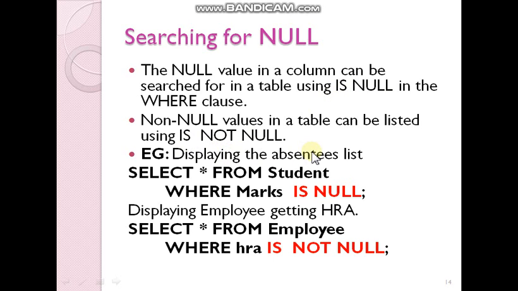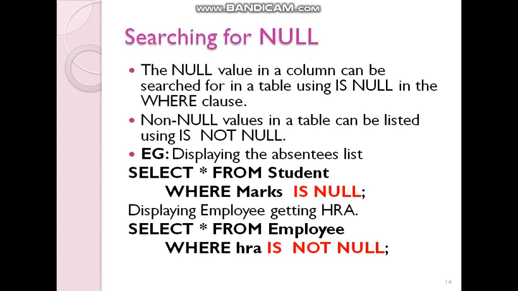Let's see an example. Suppose I want to display the absentees list. We have a field called marks in a student table. So look at the query: select star from student where marks is null. That means the value for that marks is not present. So it displays the records satisfying that condition.